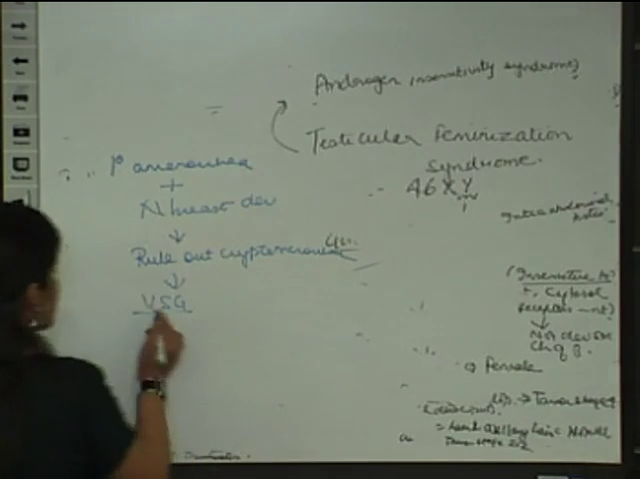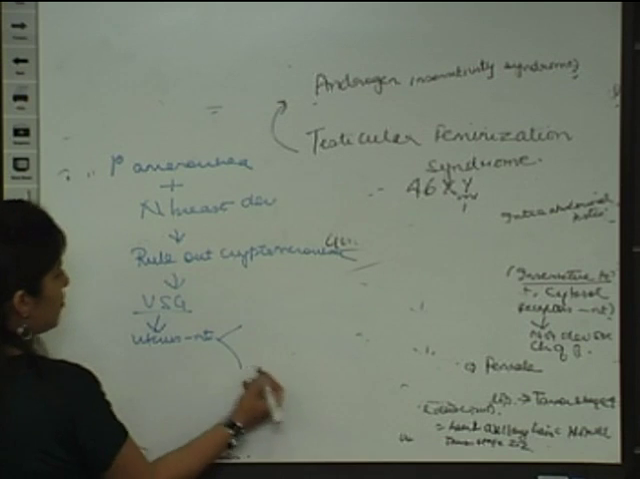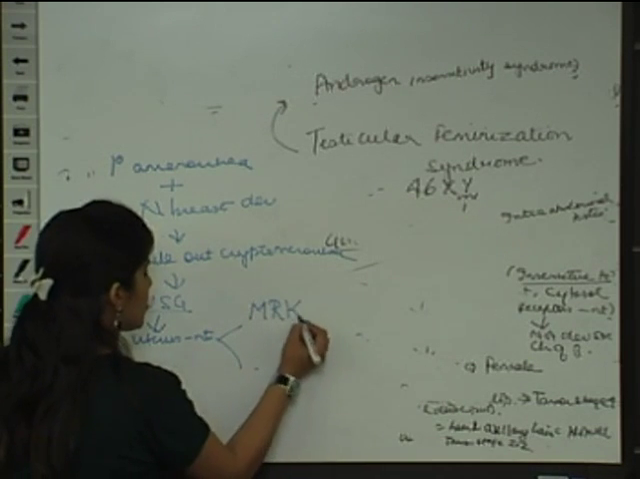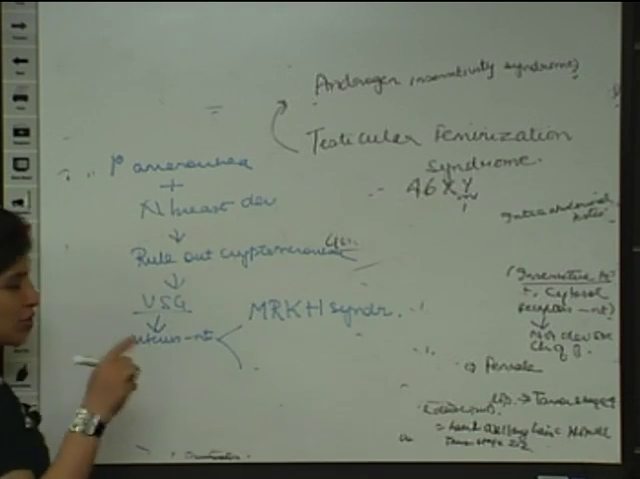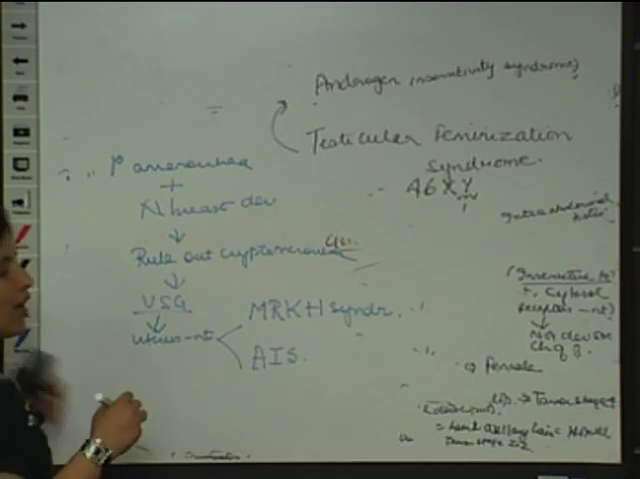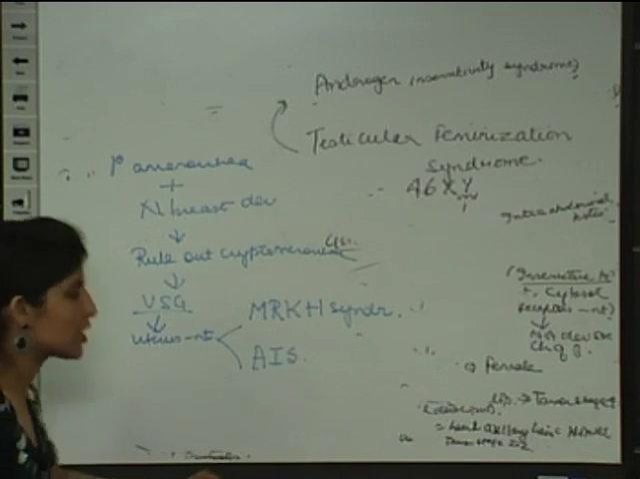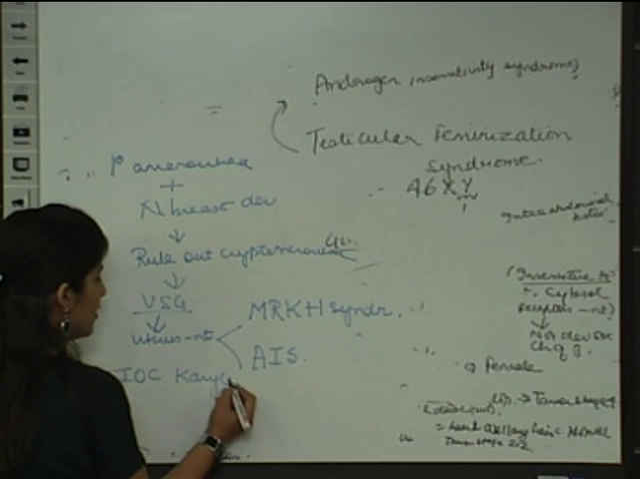Now, if in ultrasound the uterus is absent, then there can be only two problems. Either it could be Mayer-Rokitansky-Kuster-Hauser syndrome, or it could be androgen insensitivity syndrome. Now, in order to come to a definitive diagnosis, the investigation of choice is karyotyping.